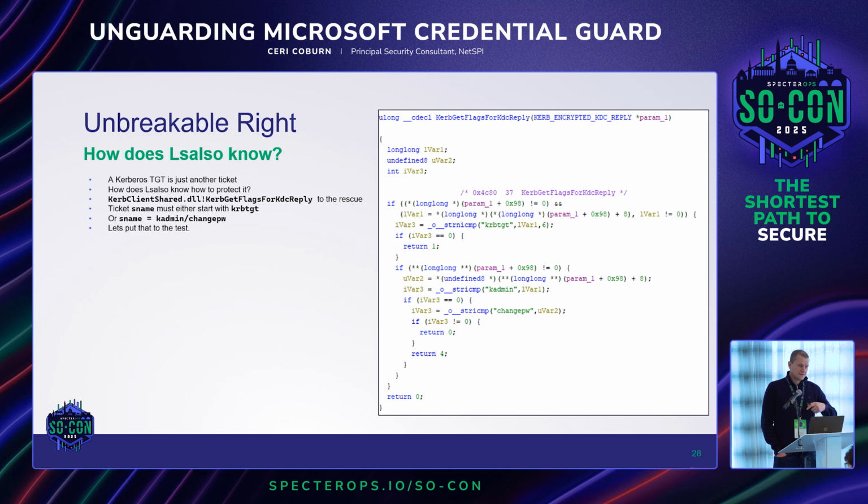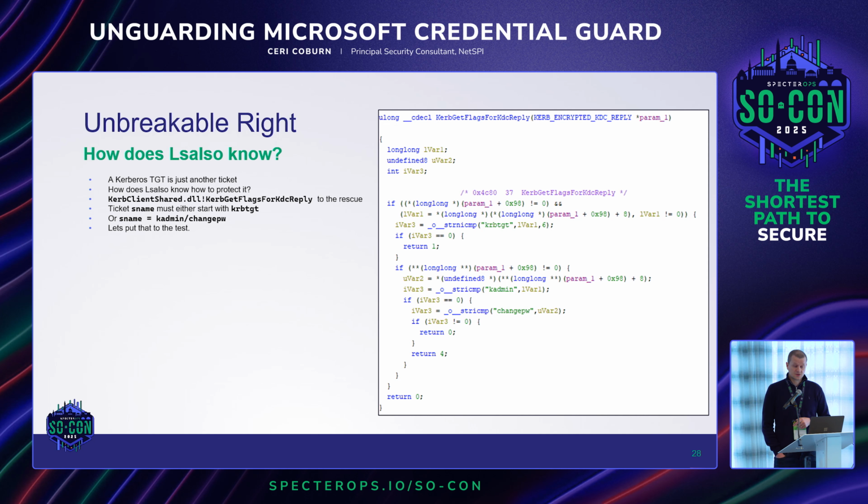So how does LSA-ISO know it needs to protect the ticket? As I said earlier, service tickets are not actually protected by Credential Guard. Only primary credentials are protected, including TGTs. That is the job of a function called KerbGetFlagsForKdcReply, and that lives inside the kerbclientshared DLL, which is loaded inside LSA-ISO. It also gets loaded inside LSA as well, but this one actually gets called in the context of VTL1.